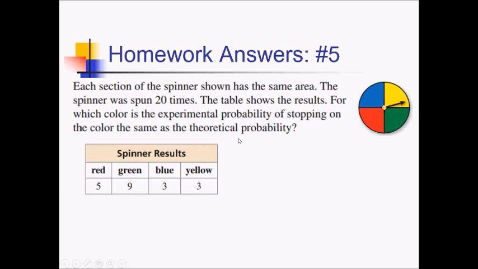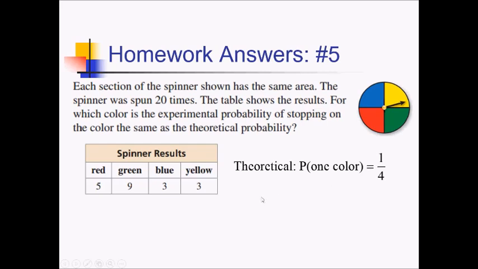We want to know for which color our experimental probability of stopping on a color is the same as the theoretical probability. Since all these 4 areas are equal, the theoretical probability for any particular color is going to be the same. We have 4 total possibilities, and the theoretical probability of just one of those colors is going to be 1 over 4.